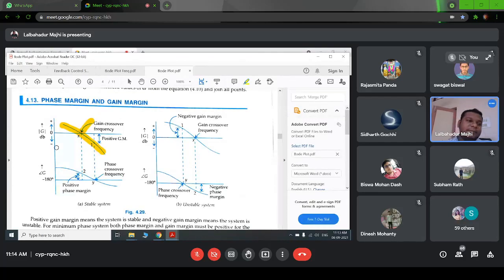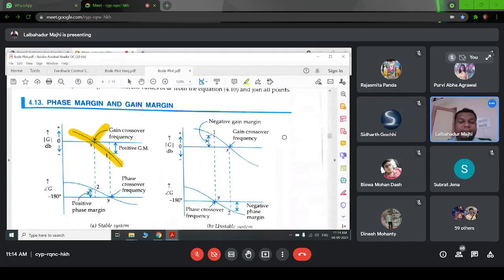What is the difference? The magnitude of this open loop transfer function should be 1 at that frequency. But in this diagram we can see that at gain crossover frequency the magnitude plot is intersecting the 0 dB axis. Can anyone say why and what is the difference? You can spot a log scale. Yes, it is a log scale, right? So 20 log 1 will be 0. So that is why it is intersecting the 0 dB axis.